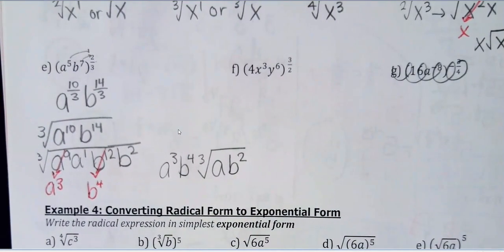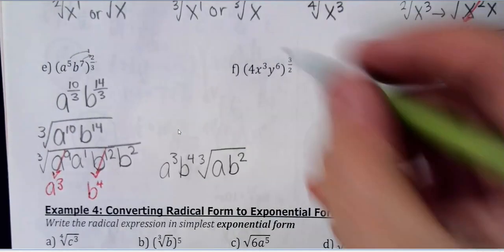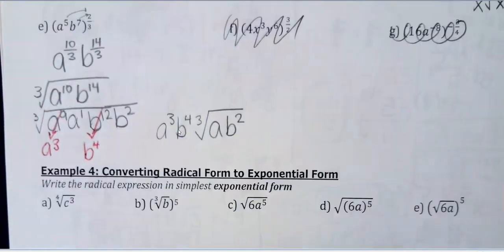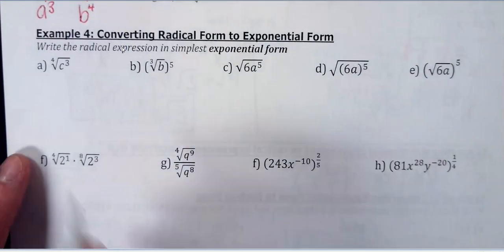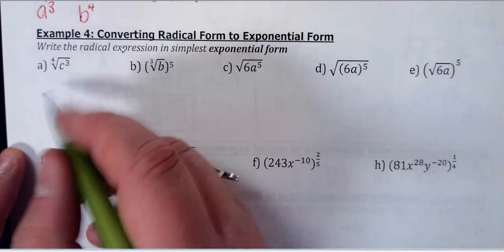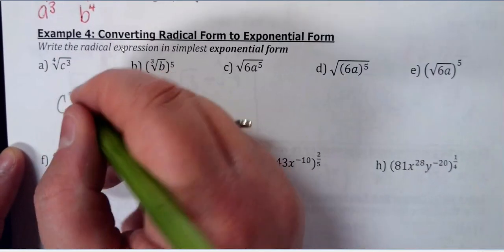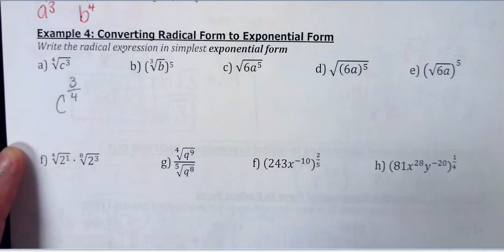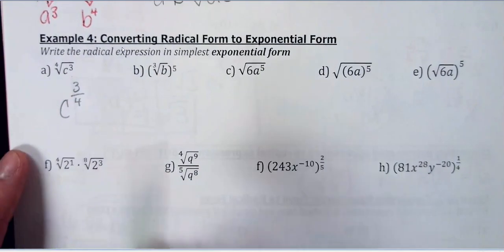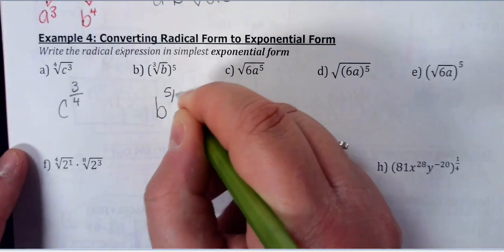And I'm just going to do one more real quick here. Oh my goodness. Actually, let me skip the next one because I want to show you how to do the last example real quick here. This is just reversing what we just did. Just reversing. So changing it from radical form to exponential. So if you do bottom out, the index of the root should be the denominator of the fraction. Like this will be c to the 3/4. This will be b to the 5/3.